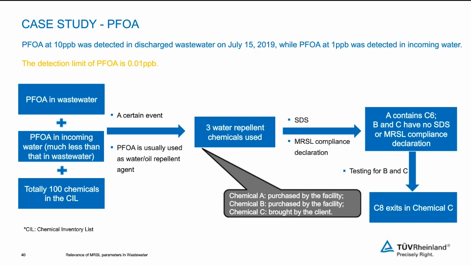So we got chemicals B and C tested, and found C8 exists in chemical C. By using this case study, I would like to remind you that chemicals brought by clients may have an impact on wastewater as well. So the scope of chemical management should extend to chemicals brought by other persons.